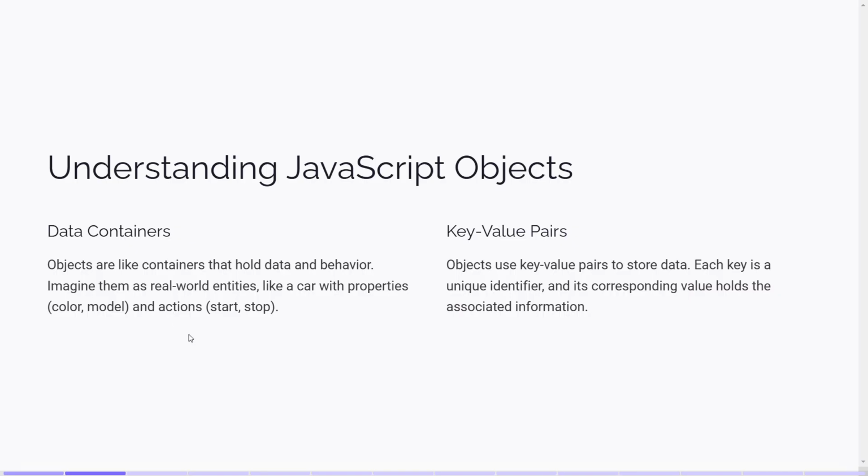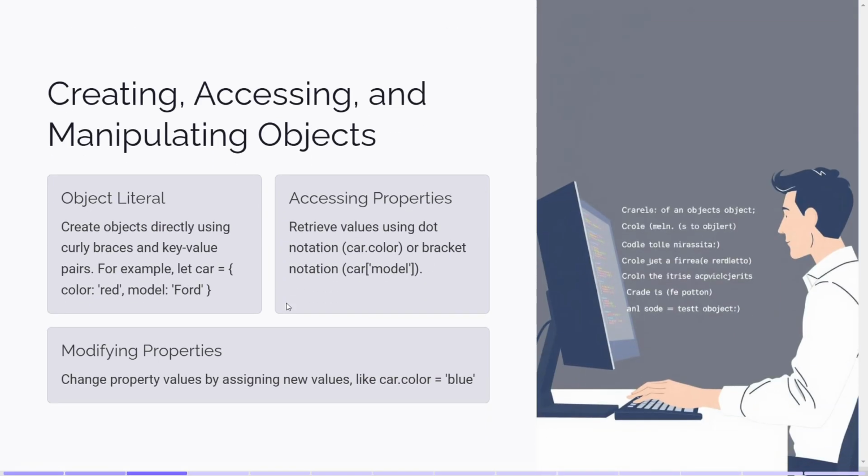So these objects are key value pairs. Each key is a unique identifier. Creating, accessing, and manipulating objects. Create objects directly. To create objects, we directly use curly braces and key value pairs.